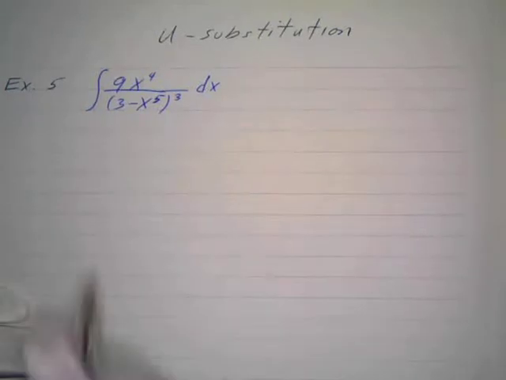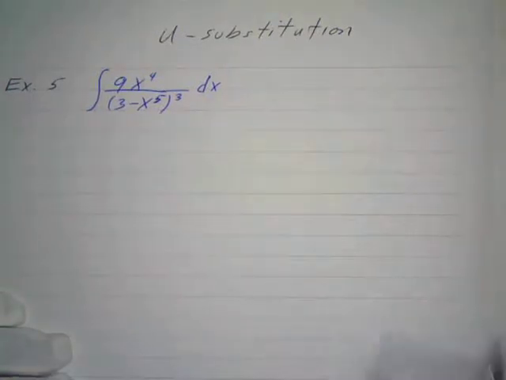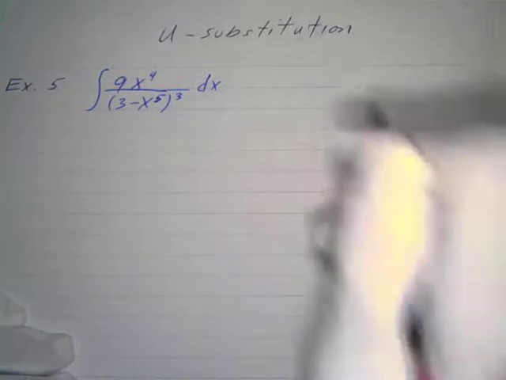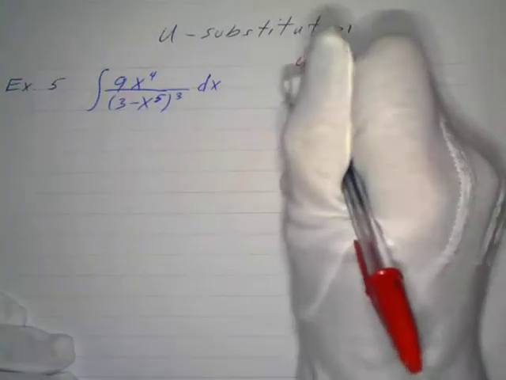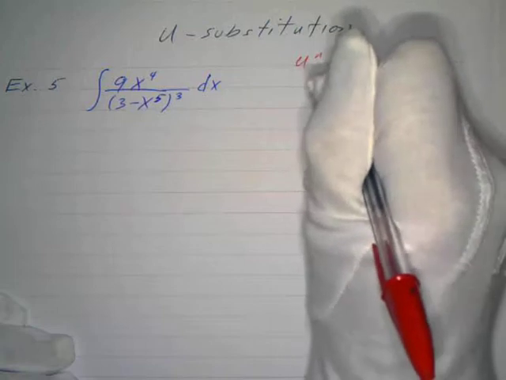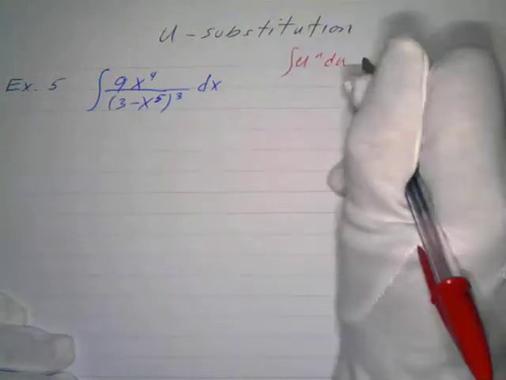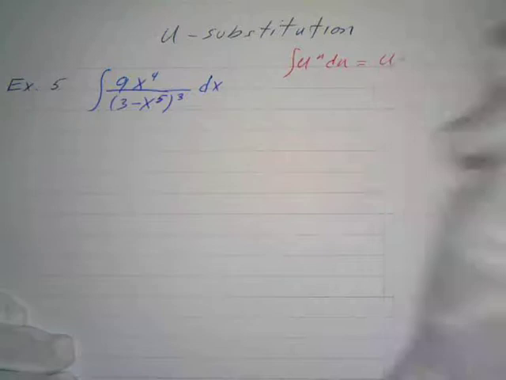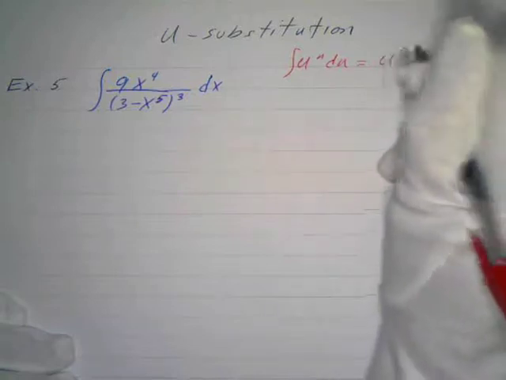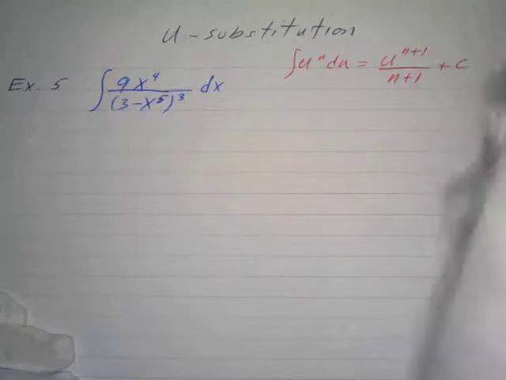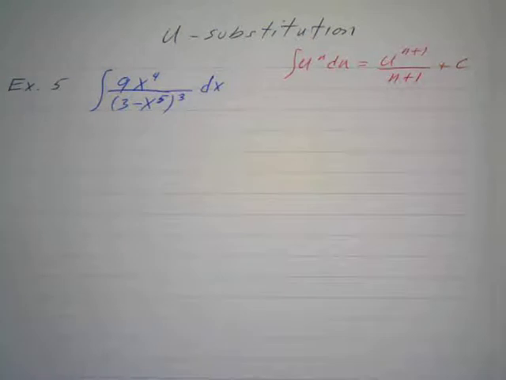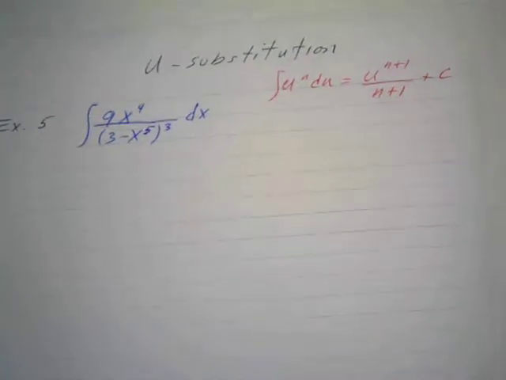So again, when we see something to a power, usually we look for this. This is usually our first option: u to the n du. The antiderivative of u to the n du is u to the n plus 1 divided by n plus 1, plus c. So that's what we're looking for. That's our first option.